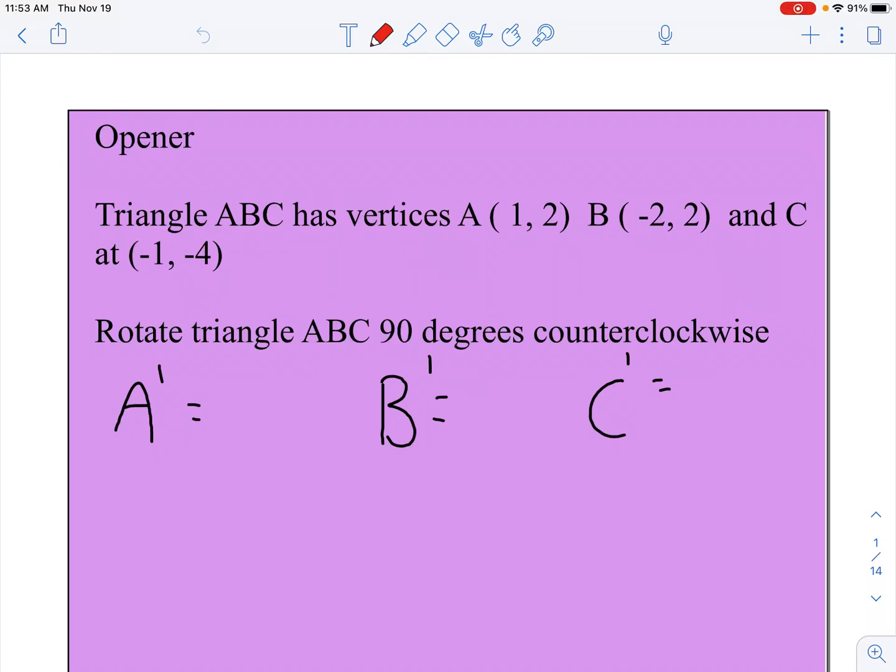Taking a look at 9.4 then. 9.4, just like we've done with our other transformations, we're going to take a look at our rotations a little bit more in depth. All right, so as a quick reminder, if we are going to rotate 90 degrees counterclockwise, we said anytime that we go to do that, our rule has two parts to it. The first part says we are going to flip X and Y.